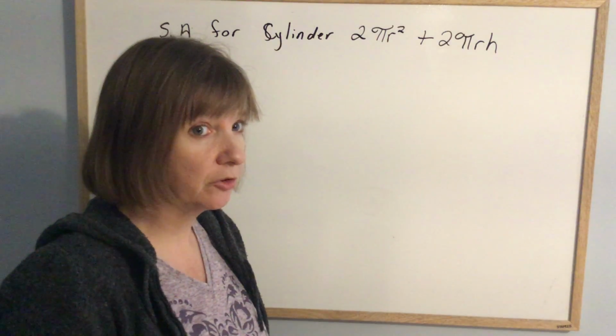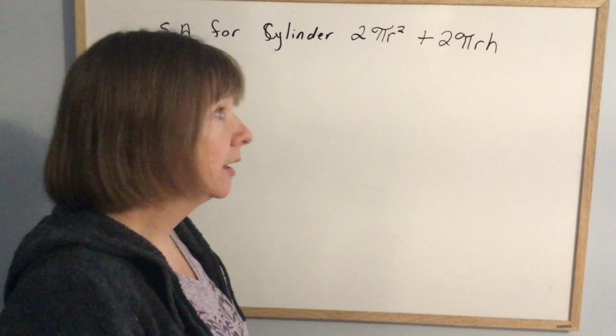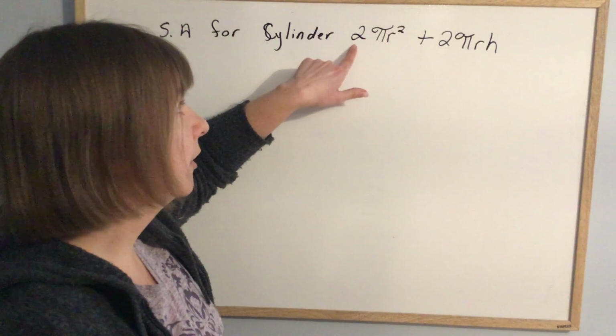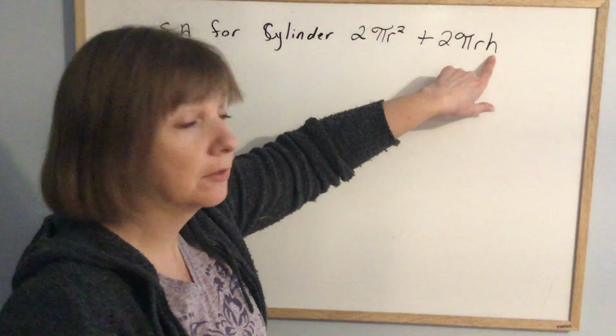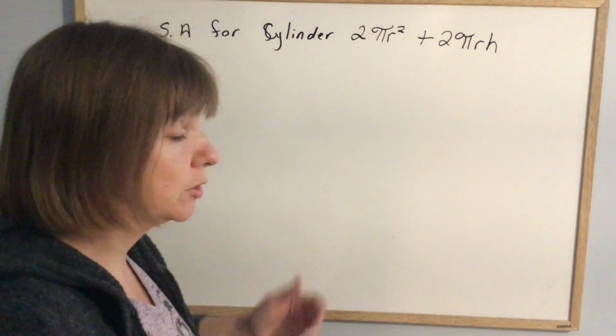And again, area of a circle, and there are two of them, and then the rectangle, that's the length, that's the width. That's all there is to it.